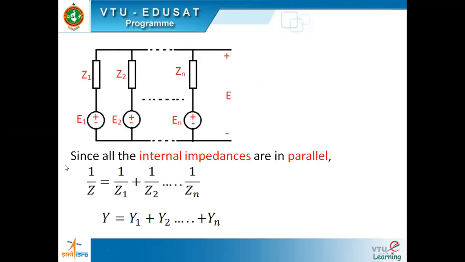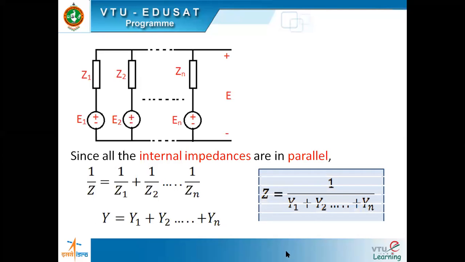Why is this? 1 by Z is Y. 1 by Z1 is Y1. 1 by Z2 is Y2. Then 1 by Zn is Yn. But what is it that we want? We want Z. So we have Y. What is Z then? Z is the inverse of this.